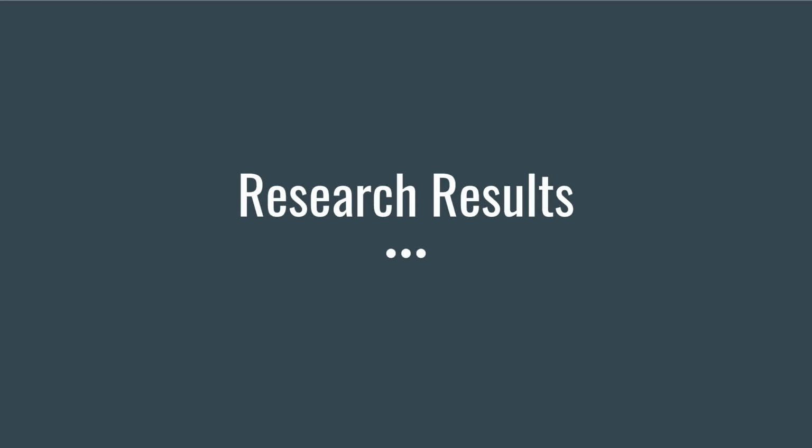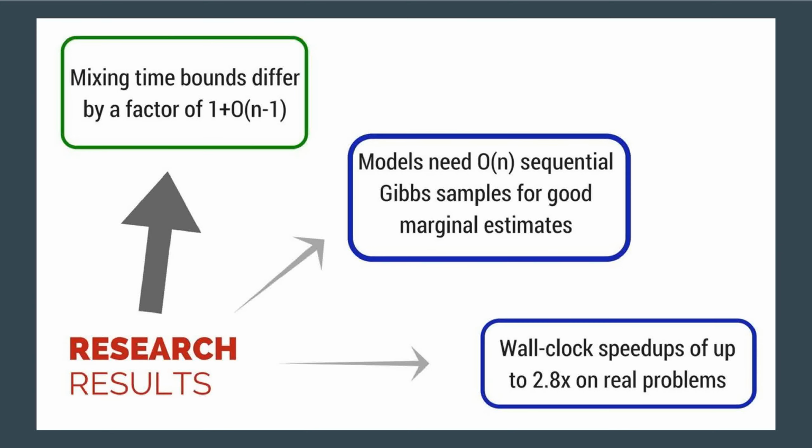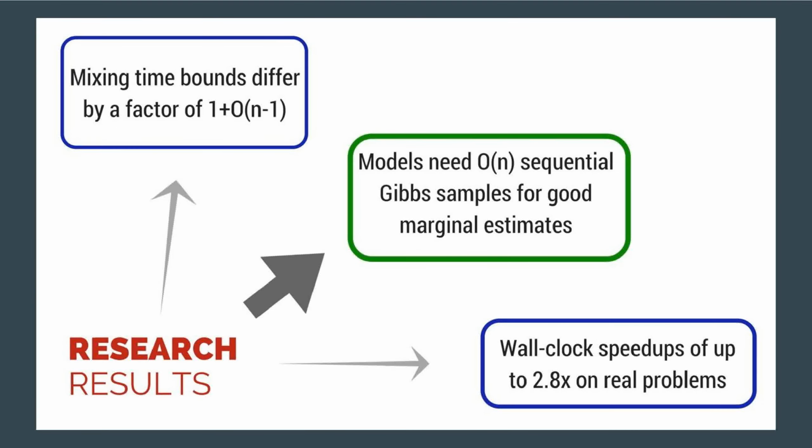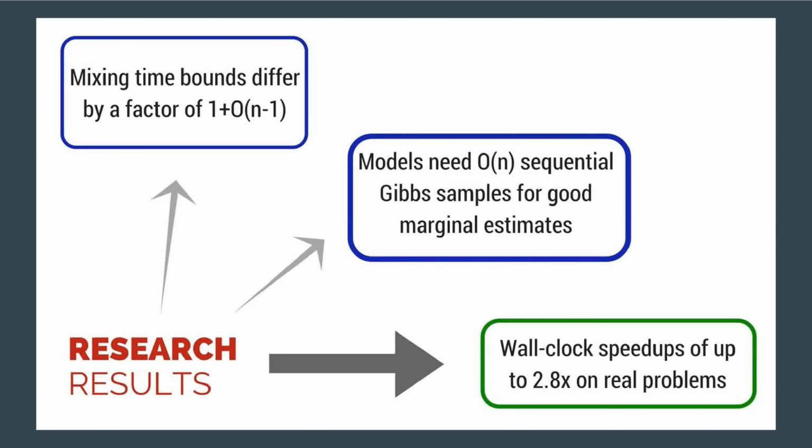Finally, we look at the results of the paper. For models that satisfy Dobrushin's condition, the mixing time bounds of sequential and Hogwild Gibbs sampling differ only by a factor of 1 + O(n^-1). For some class of models with bounded total influence, only O(n) sequential Gibbs samples are important for getting good marginal estimates. By using asynchronous execution, wall clock speedups of up to 2.8 times on real problems can be achieved.